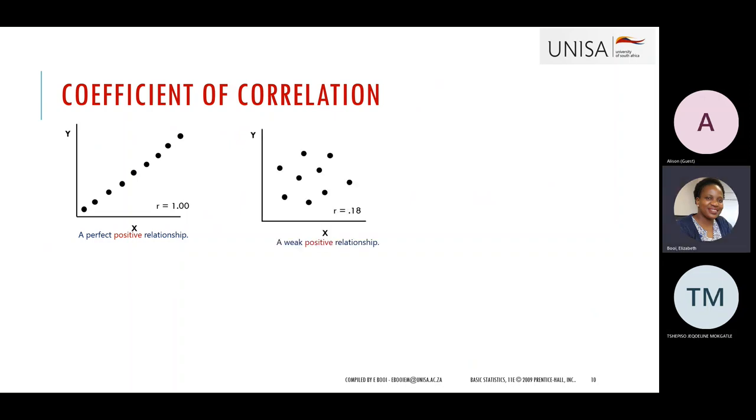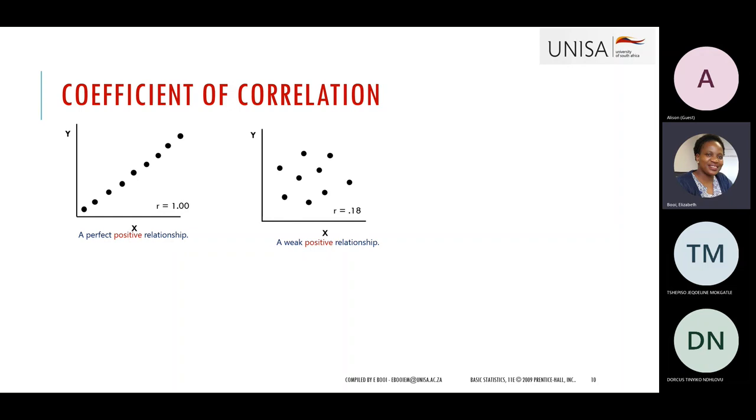But when the dots are scattered everywhere, where you are unable to see a pattern, because clearly on these dots you cannot say when x is increasing, y is also increasing. It's not the same case. However, when you calculate the coefficient of correlation and you get 0.18, we say this is a weak positive relationship because in terms of the direction, it is positive. So let's look at another example.